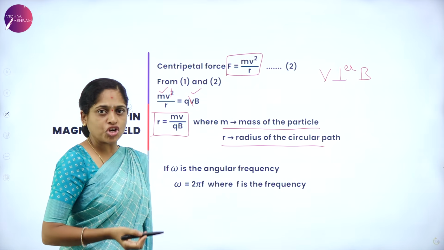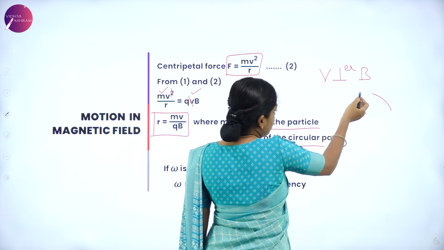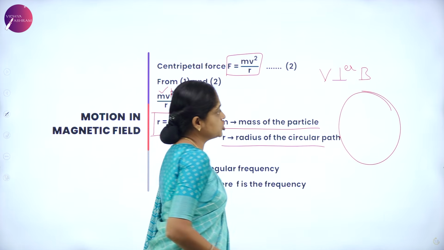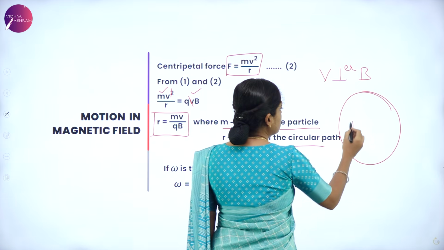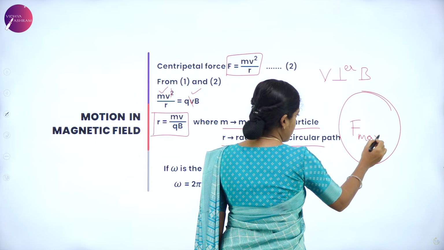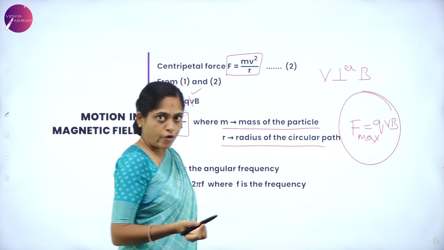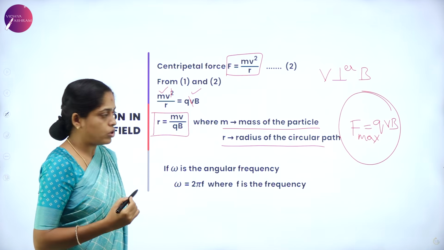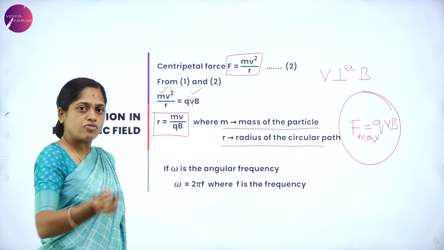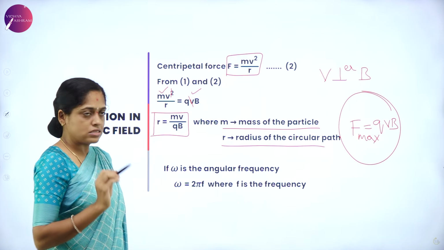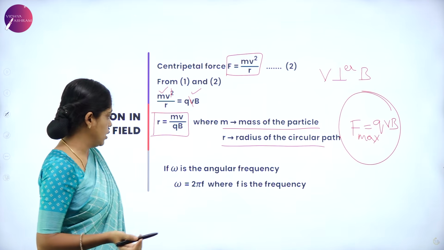what is the trajectory of the moving charge? It is a circular path. So the charge moves in a circular path, and in this case the magnetic force on the moving charge is maximum, which is equal to QVB. Very important point that you have to remember: when V is perpendicular to B, the charge follows the circular path. In this case, the force is maximum and it is equal to QVB.